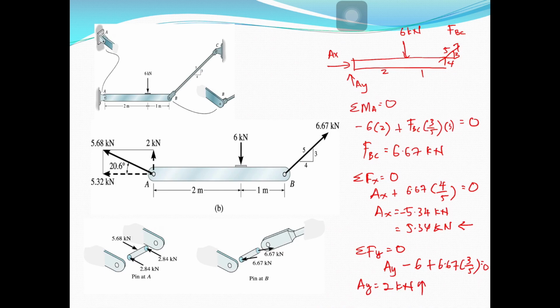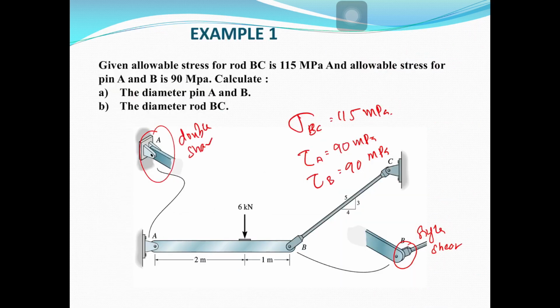So correct direction. Right. So Ax you have 5.32 or 5.34, Ay we have 2. So you need to find the resultant. The resultant is simply 2 squared plus 5.32 squared, and you square root. You get this answer. And then you got FBC is 6.67 kilonewton. This one. Right.